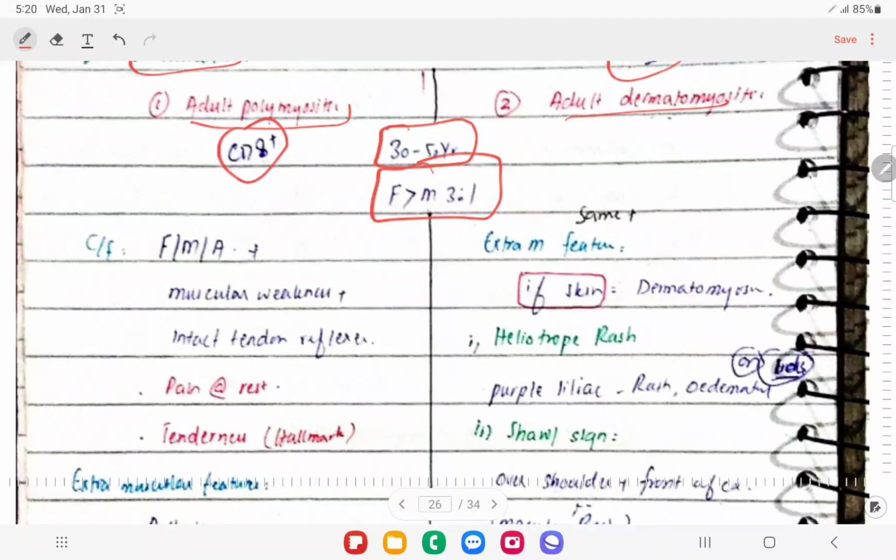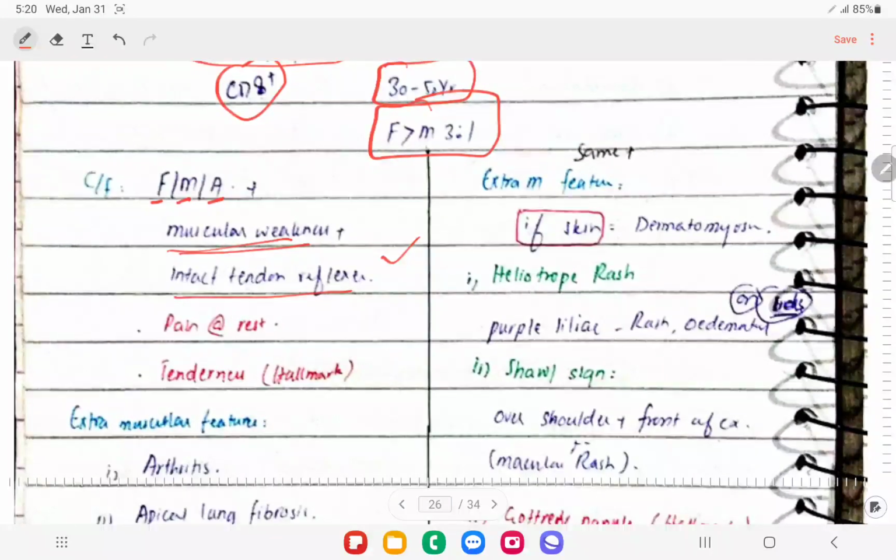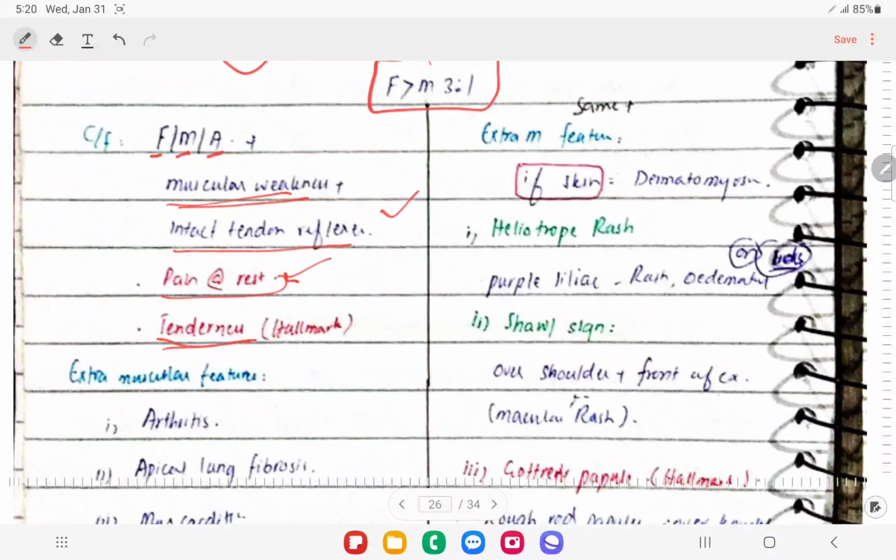Okay, so in polymyositis, the patient might have fever, malaise, and anorexia, right? Along with that, the patient is going to come with muscular weakness. If we check the reflexes, those will be intact, and the patient is going to complain of pain at rest, right? And if we touch that muscle, there will be tenderness, right? So this is a very important hallmark feature of polymyositis.